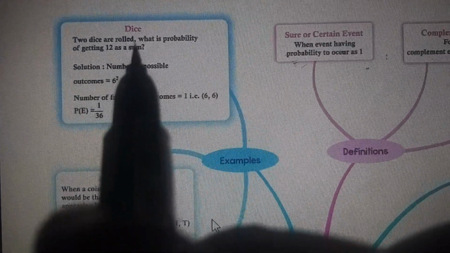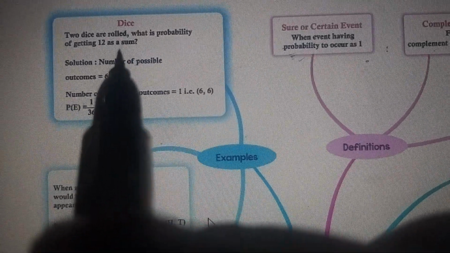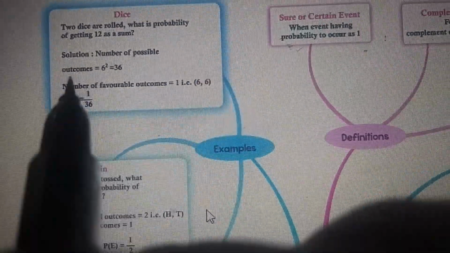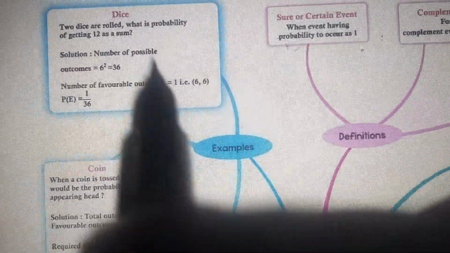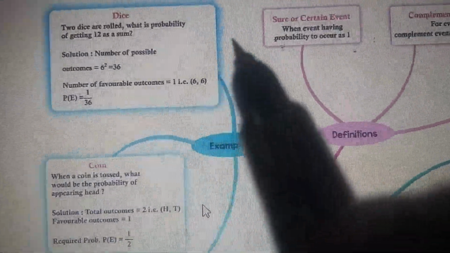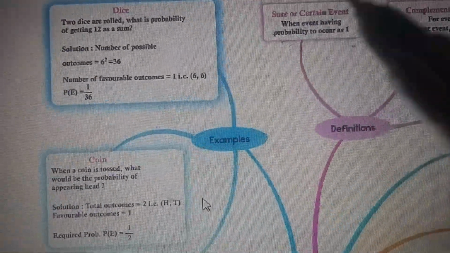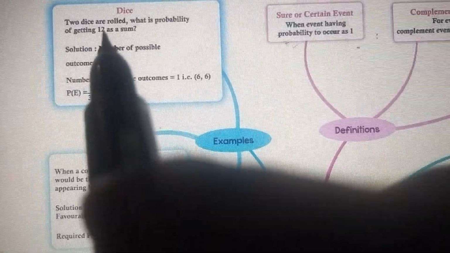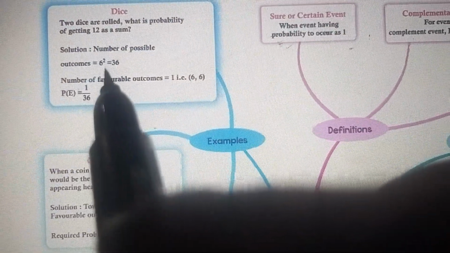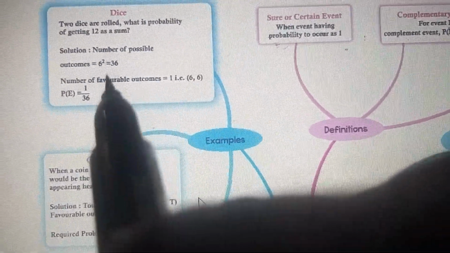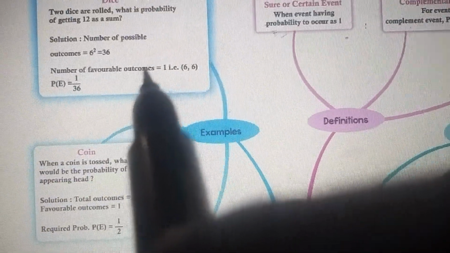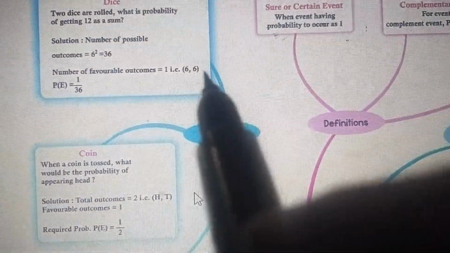Two dice are rolled. What is the probability of getting 12 as the sum? The number of possible outcomes is 6 square, since a die has 6 sides and 2 dice are given, so 36 possible outcomes. The number of favorable outcomes is 1, that is (6, 6).